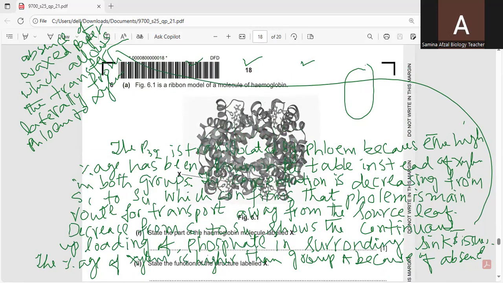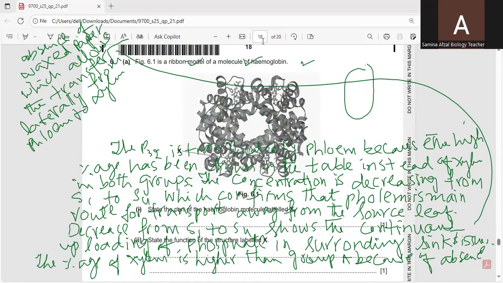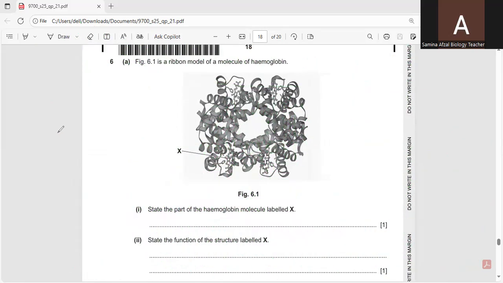Next question, number 6. Question number 6: figure 6.1 is a ribbon model of a molecule of hemoglobin. You can see they have labeled one part with X. State the part of the hemoglobin molecule labeled X. So this is the labeled part X.